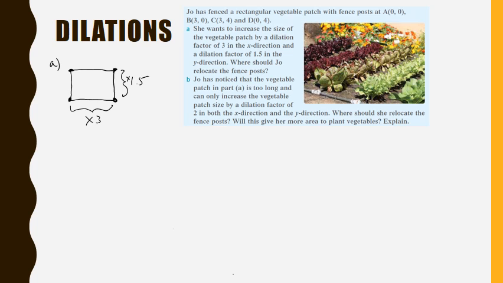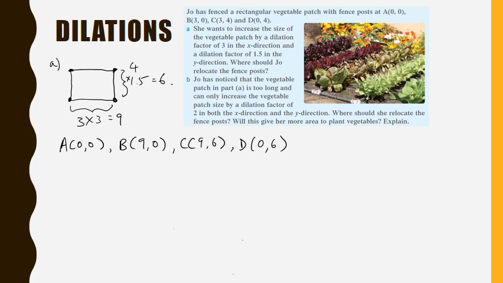So if you look at it, the height is 4. So 4 times 1.5 gives us a 6, and then the width is 3, so 3 times 3 gives us a 9. So that means we can leave A as (0, 0). B, we're going to change it to (9, 0). C, we're going to change it to (9, 6). And then D, we're going to change it to (0, 6).